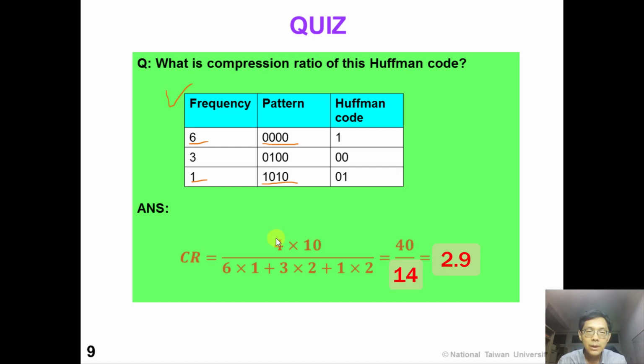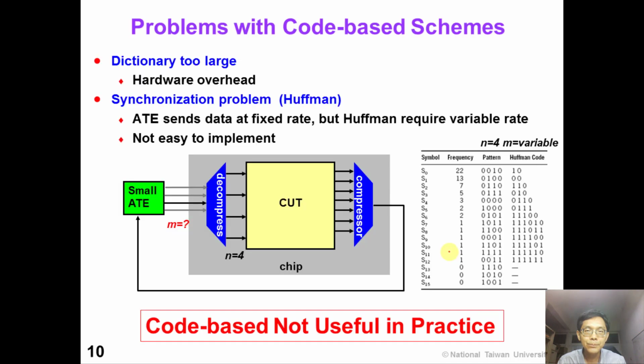Okay, have you done yet? The compression ratio is like this. In the numerator, it's 4 bits times the total frequency of appearance of 10. In the denominator, we have 1 bit that appears 6 times, and the 2 bits that appear 3 times, and 2 bits appear 1 time. So the compressed data is 14 bits, and the original data is 40 bits. So the compression ratio is almost 2.9, which is better than the previous dictionary-based technique.